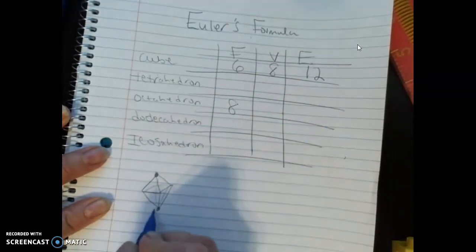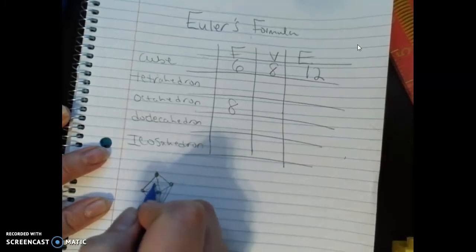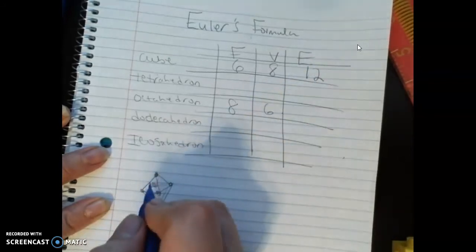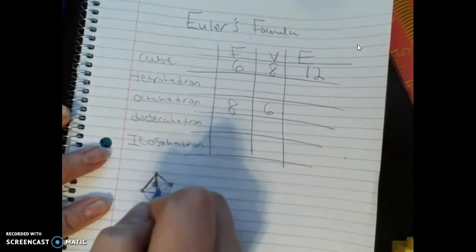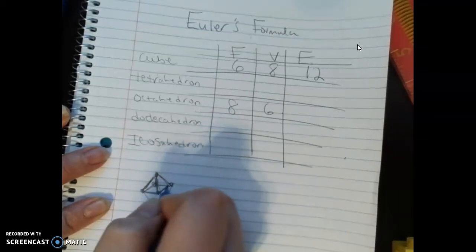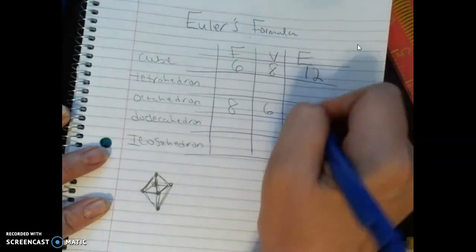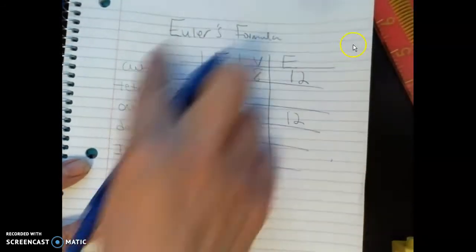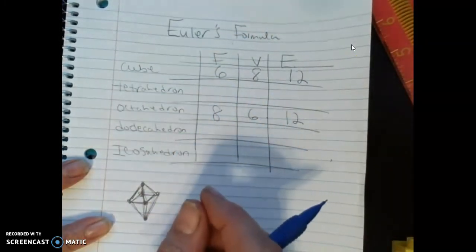Vertices, there's 1 on top, 1 on bottom, that's 2, but then there's 3, 4, 5, 6. So there's 4 there, 5, 6. And then edges, there's 1, 2, 3, 4, and then the middle, 5, 6, 7, 8, and then the bottom, 9, 10, 11, 12. All right, and so you can do that for all your shapes. So if you miss class, you can go ahead and try to do your best. We used highlighters in class to highlight them.